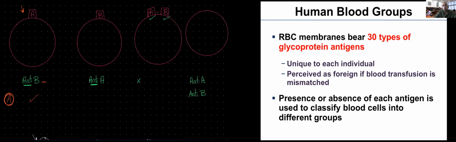We didn't mention anything about positive and negative yet.